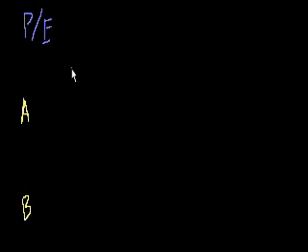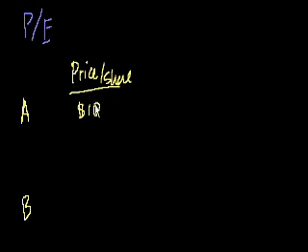Maybe I can buy company A. Each share I can buy for, so the price per share of company A is $10. Price per share of company B is $20. So remember, just this information alone does not tell me that A is cheap and B is expensive. And we learned that in our first video.